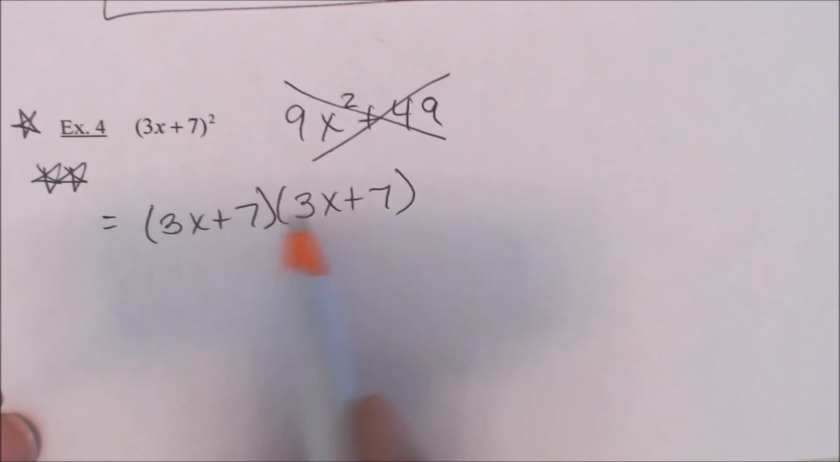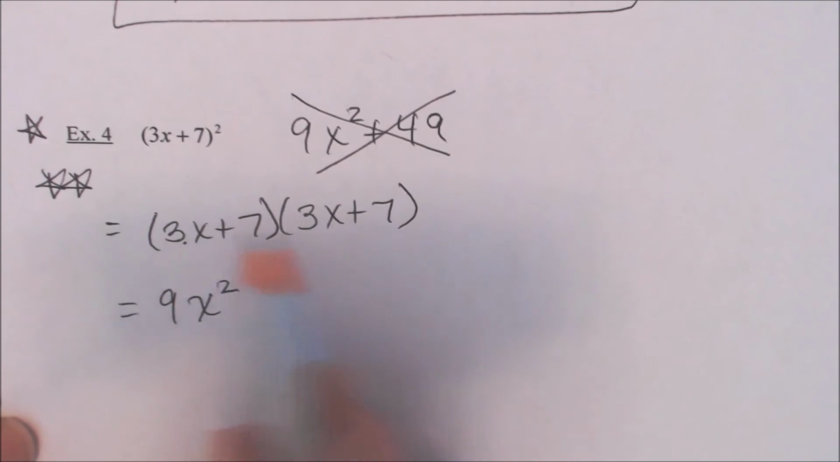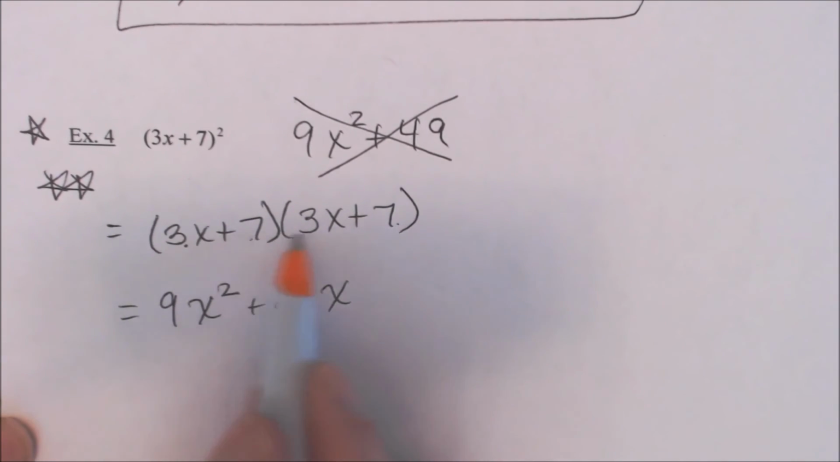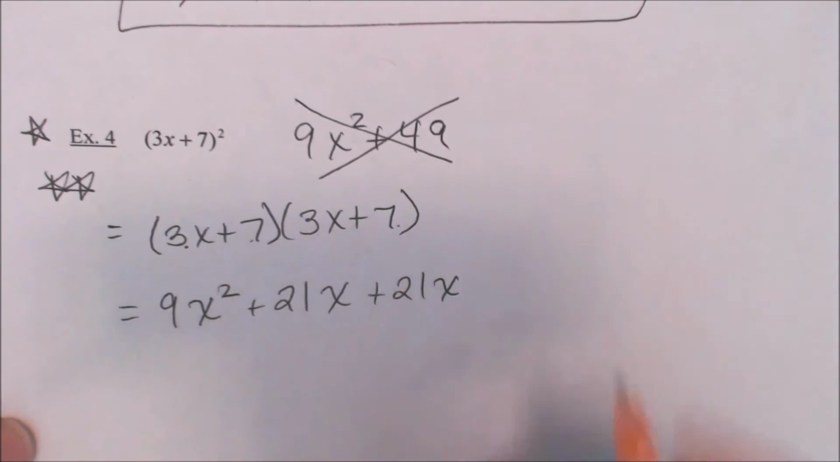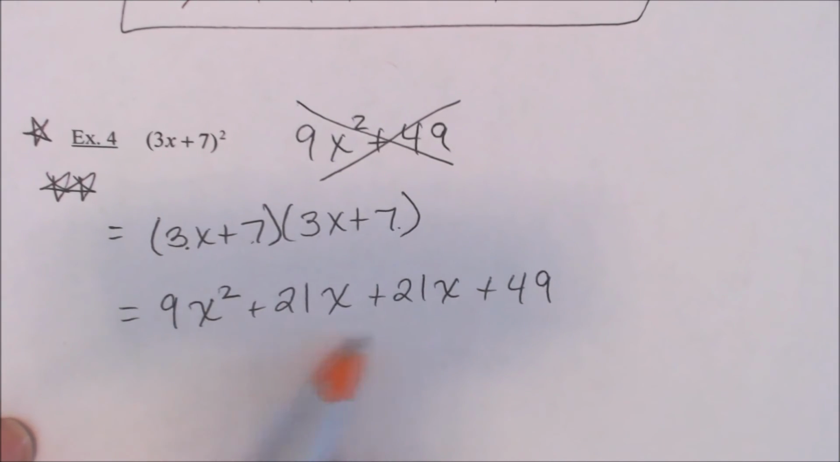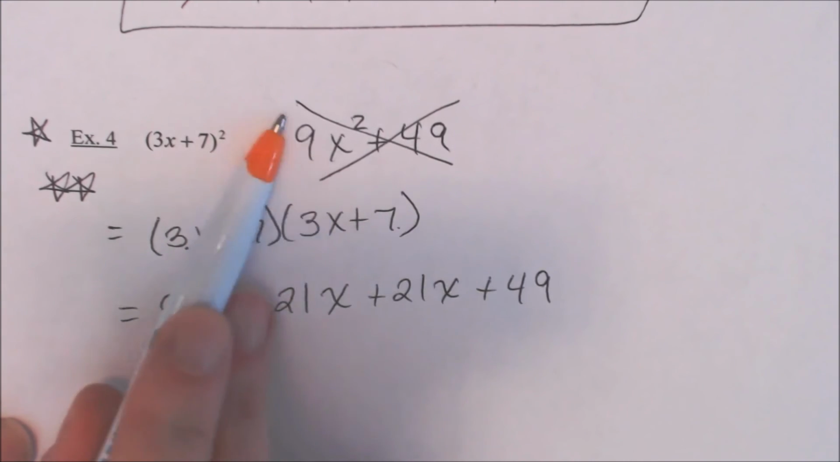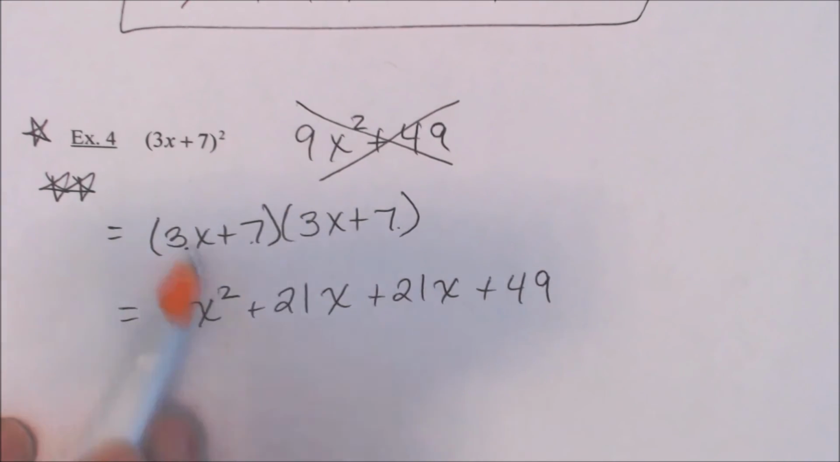So we have 3x times 3x gives me 9x squared. 3x times 7 gives me 21x. And 7 times 3x gives me 21x again. And 7 times 7 gives you 49. And you see, if you didn't do this, you're going to miss this middle term. And that's why what I did first is completely wrong. If you do that, you're going to mess up a lot of questions in our class this semester. So make sure you write it twice. And remember, you have to FOIL.